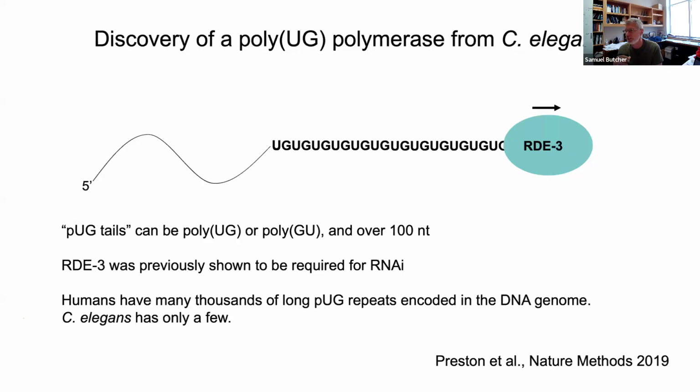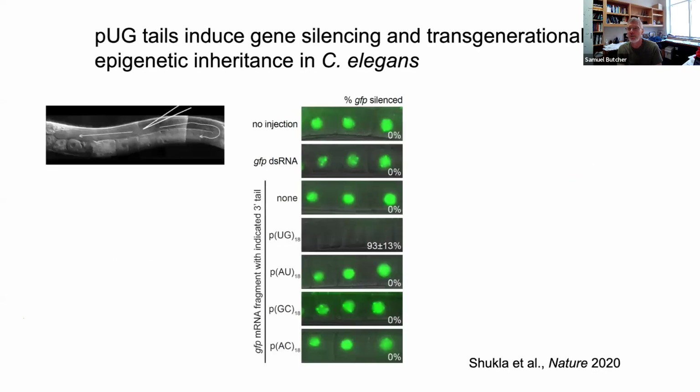But if we compare that to C. elegans, it only has a few poly-UG or PUG repeats in its genome. And that's because they're poisonous. And I'll tell you why now in the next few slides. These PUG tails induce gene silencing and transgenerational epigenetic inheritance.